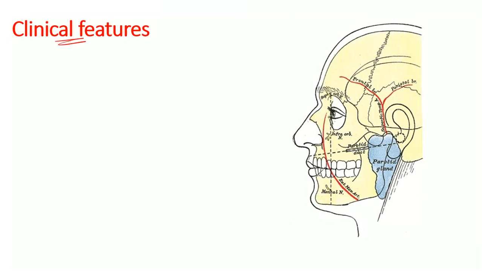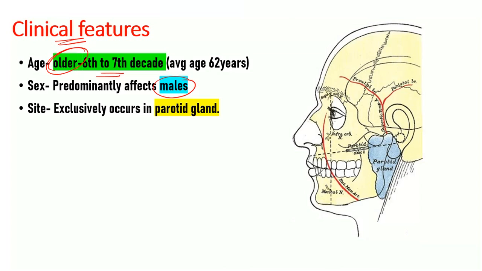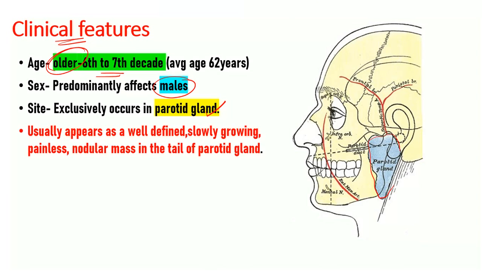Going into the clinical features, it is more commonly seen in older individuals between the 6th to 7th decade, predominantly males, and it exclusively occurs in the parotid gland. And even in the parotid gland, it appears as a well-defined, slow-growing, painless swelling in the tail of the parotid.